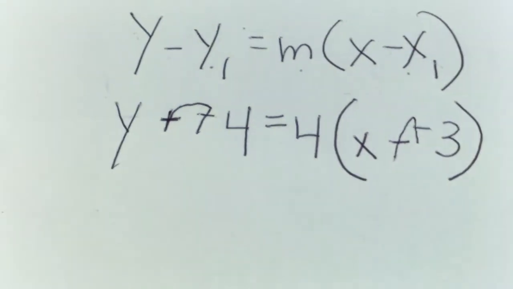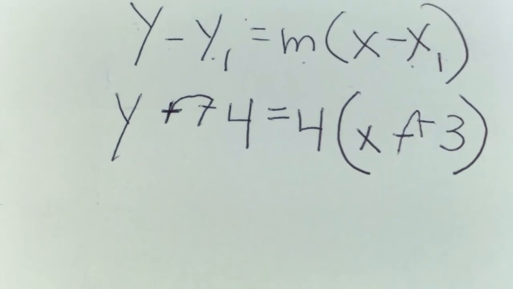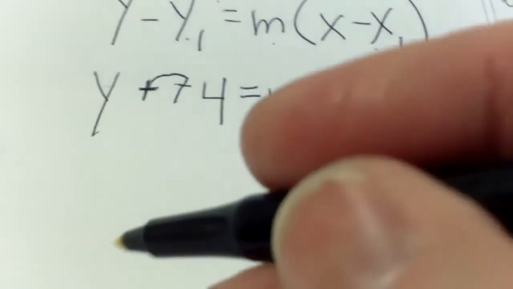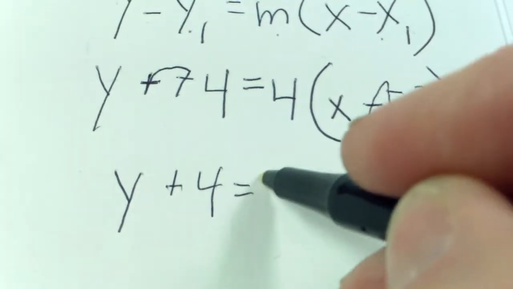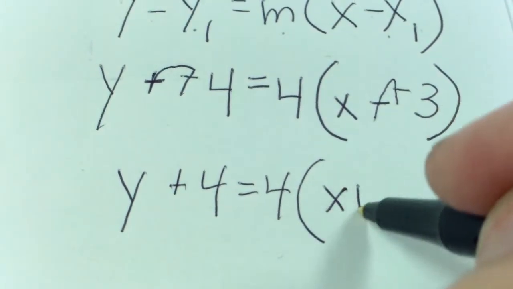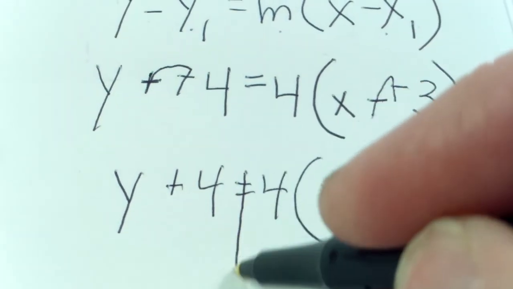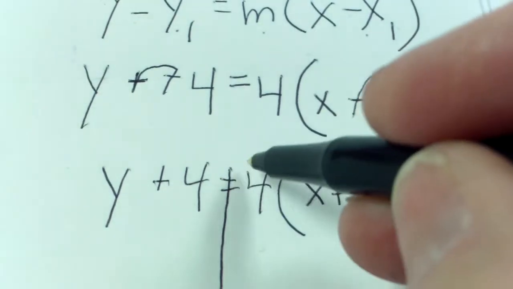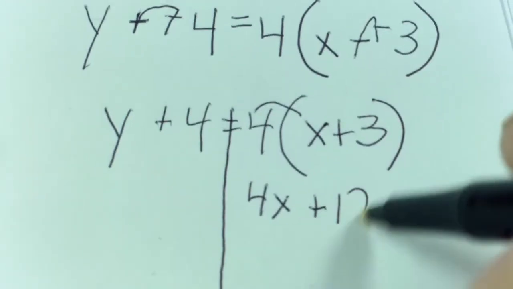Remember my story of me and Mrs. Williams? I was feeling all negative, and she took away my negatives, and I instantly became more positive. So I'm going to rewrite this. Y plus 4 equals 4 times the quantity x plus 3. Now I'm going to do my distributive property and make my parentheses disappear, and I'm going to get 4x plus 12. And over here I have y plus 4.